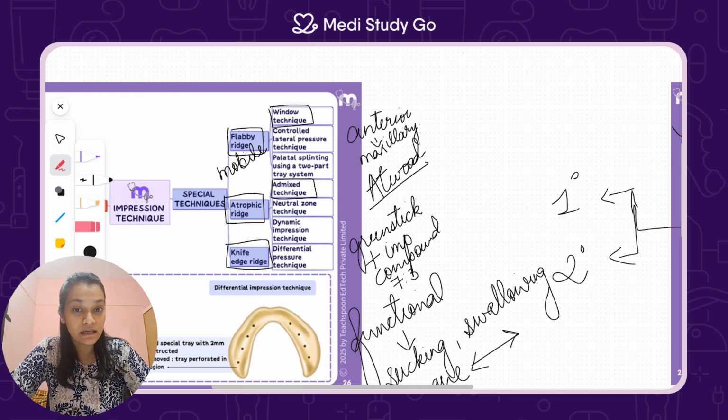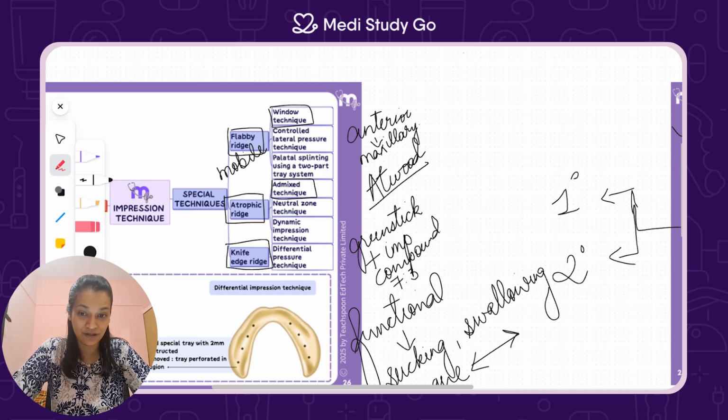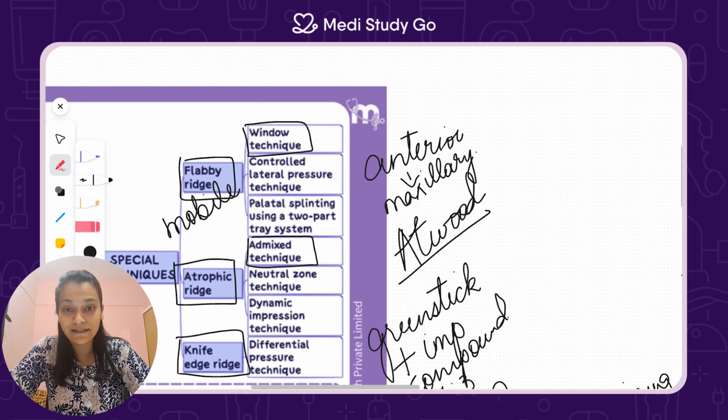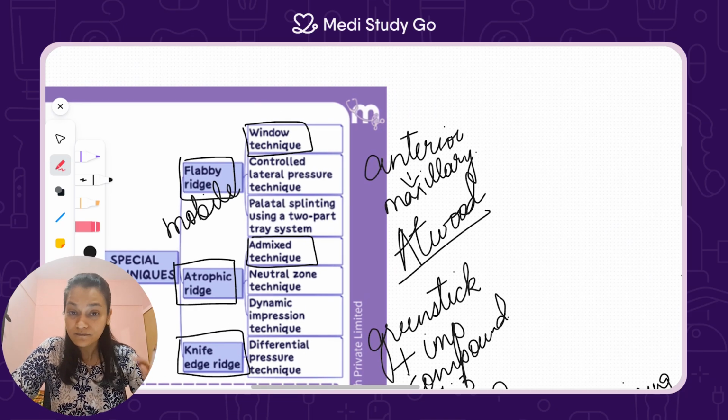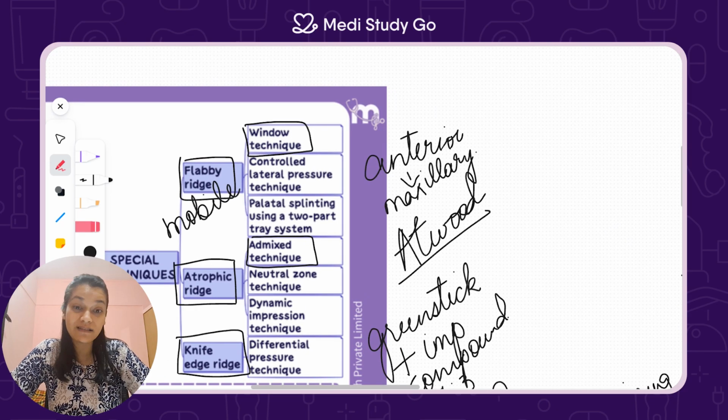Once the material is set, you remove the impression. Once it is removed, you check and take a wash impression over it. This will provide the detail of your ridge, so the atrophic ridge is recorded properly.